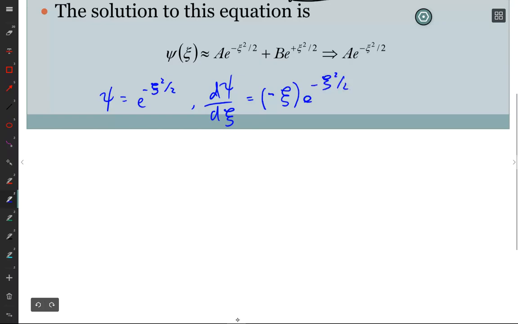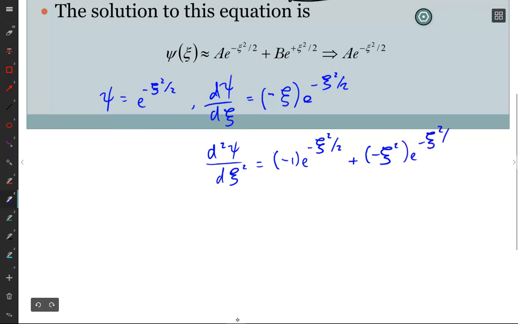same exponent. So there's my first derivative, which means for my second derivative I have to use the product rule now. So I'm going to have minus 1 e to the minus c squared over 2 plus minus c squared e to the minus c squared over 2. There.